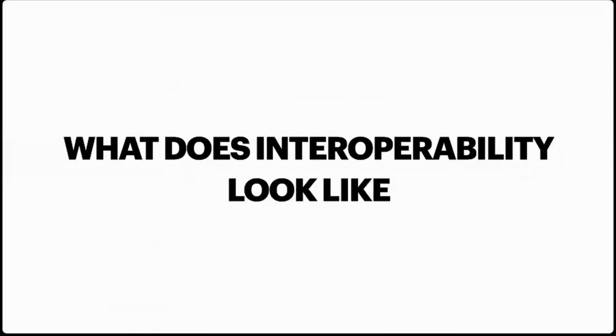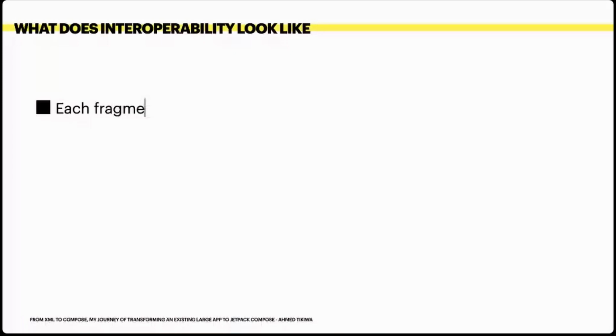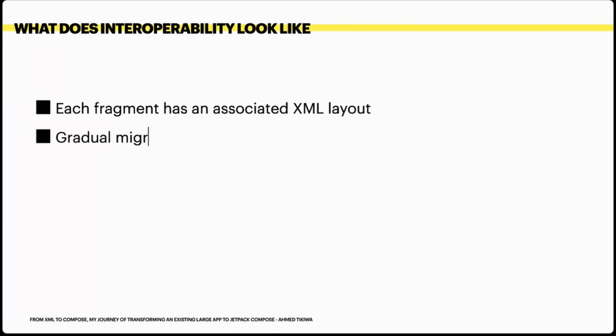So what does interoperability actually look like? Each of my fragments has an XML layout, a layout view associated with it. Some screens also have an additional layout view for recycler view items used by the respective recycler view adapter. And as this is a gradual migration to Compose, where I'm going screen by screen, I'll be completely removing fragment files in future and have Compose navigation, where the navigation will be from composable screen to composable screen, as opposed to the current fragment to fragment navigation.